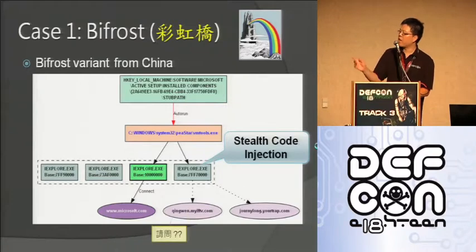And then it tried to access some CNC servers. These CNC servers are actually named after Chinese vocabularies. For example, the one that we highlighted is actually called "May I know?" You know, you ask a question. "May I know?" The phrase is called "请问." May I know?